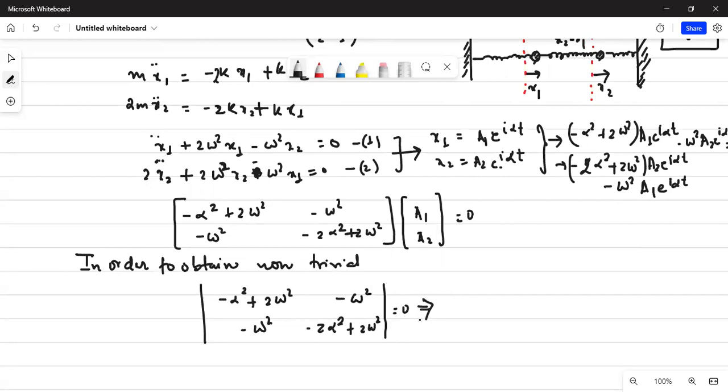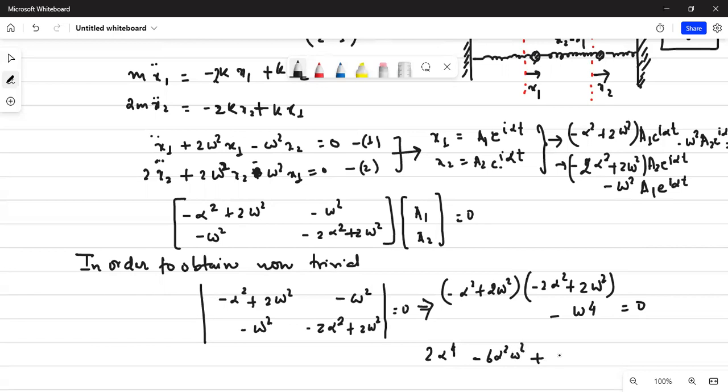It means that minus alpha square plus 2 omega square, and then again I have minus 2 alpha square plus 2 omega square, minus minus plus, and again a minus, omega to the power 4 should be equal to 0, and that would yield me a solution 2 alpha raised to power 4, and then I will have minus 6 alpha square omega square and plus 3 omega raised to power 4 equal to 0. This is my equation number 3.